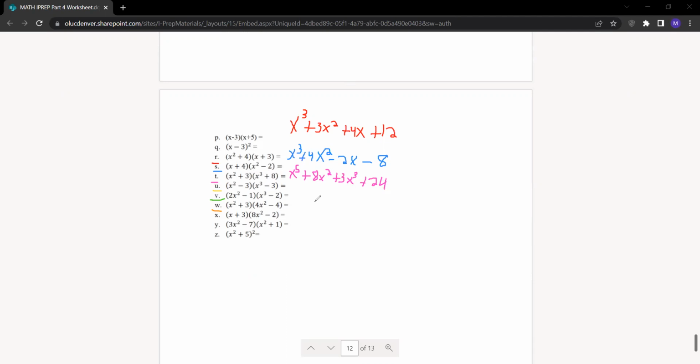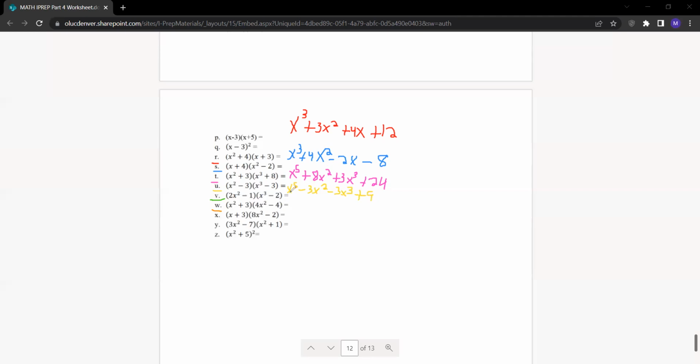So on the next one, we have x squared minus 3 times x cubed minus 3. So first, x squared times x cubed, x to the fifth. Outside, so x squared times negative 3, so minus 3x squared. So inside, minus 3x cubed. And then last, negative 3 times negative 3 is positive 9. Let's do the next one.